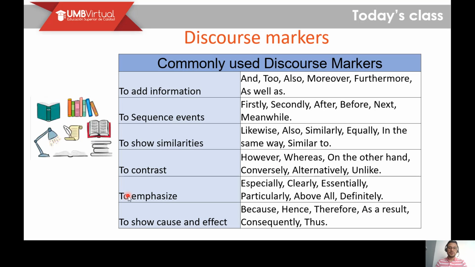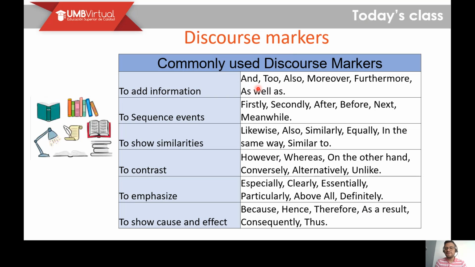All right, let's continue with the discourse markers. Discourse markers are used when we are talking or writing, and depending on the action or the intention that we have, we are going to use one or the other. For example, to add information, because we have more ideas about the same topic, you can use and, to, also, moreover, furthermore, as well as. In written content you usually add the comma after each discourse marker. For example, and comma, she said that it was right.